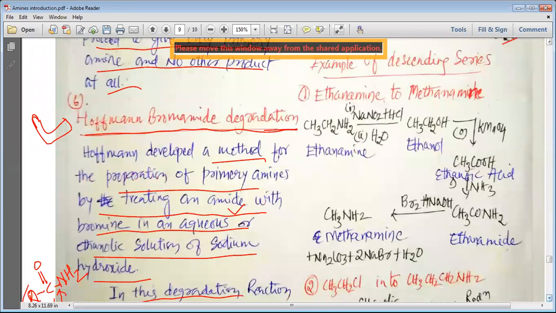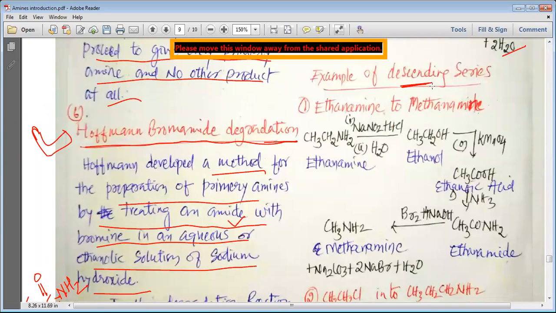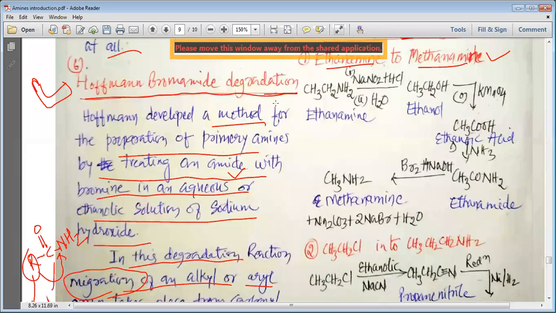Now, my dear students, we want to study the example of the descending series. So we have seen how we can prepare ethanamine from methanamine, but suppose we want to prepare methanamine from ethanamine. That means we want to have a lesser number of carbons in the products. So we want to go for the descending series, or we want to decrease the number of carbons. Here we will use the Hoffmann bromamide degradation.